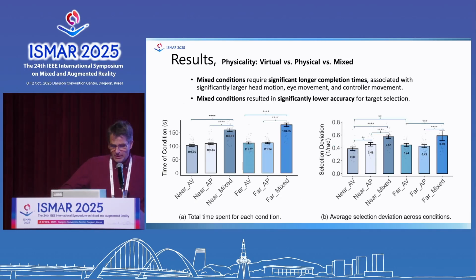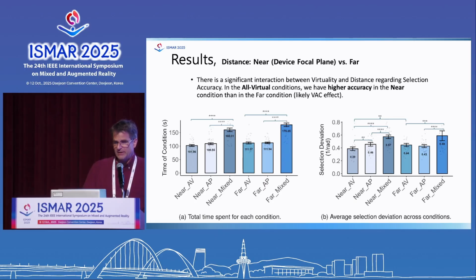So, results. Physicality first. You see a big penalty, right, for the mixed condition. That was what we're interested in. And the penalty is both in total time spent for this, as well as in accuracy. So that's interesting. And in terms of the 2 distances, there were much fewer findings.